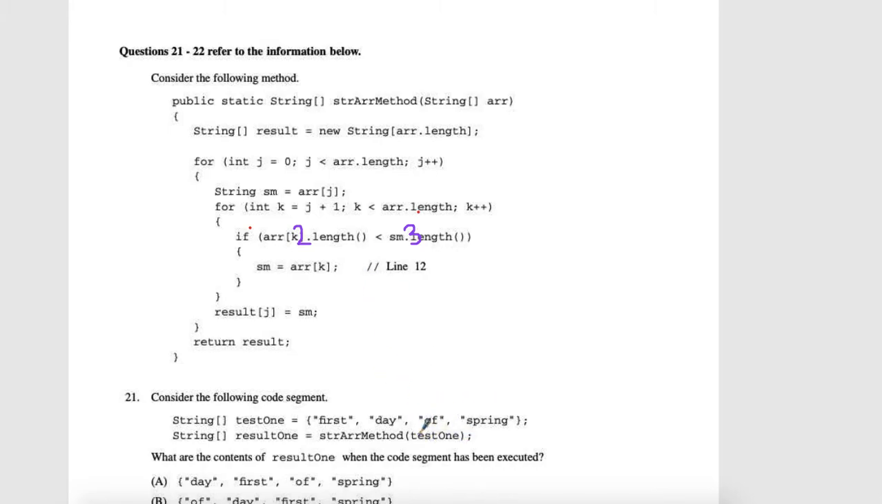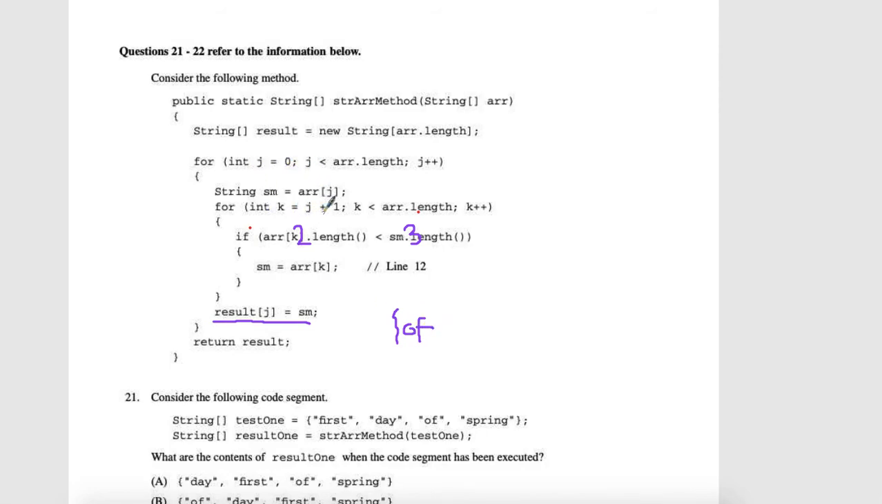Then the next comparison is the length of of with the length of spring. Clearly, of is shorter than spring, so the Boolean this time is false. So after the inside loop runs, Sm is going to be put into the new array that we created called result. So the new array begins with of. Then the outside loop will increment and j becomes 1.